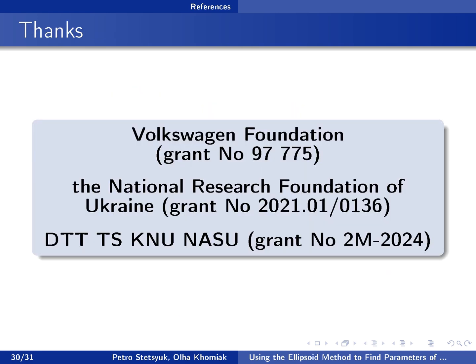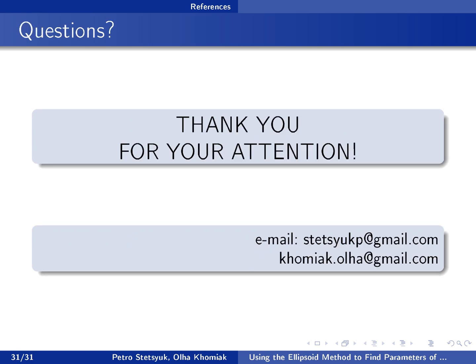This slide shows names and numbers of the projects through which the research discussed in the report is carried out. This is a Volkswagen Foundation grant number 97,775, a grant of the National Fund for Fundamental Research of Ukraine, and a joint grant of Taras Shevchenko National University of Kiev and the National Academy of Sciences of Ukraine. This is the end of the report.